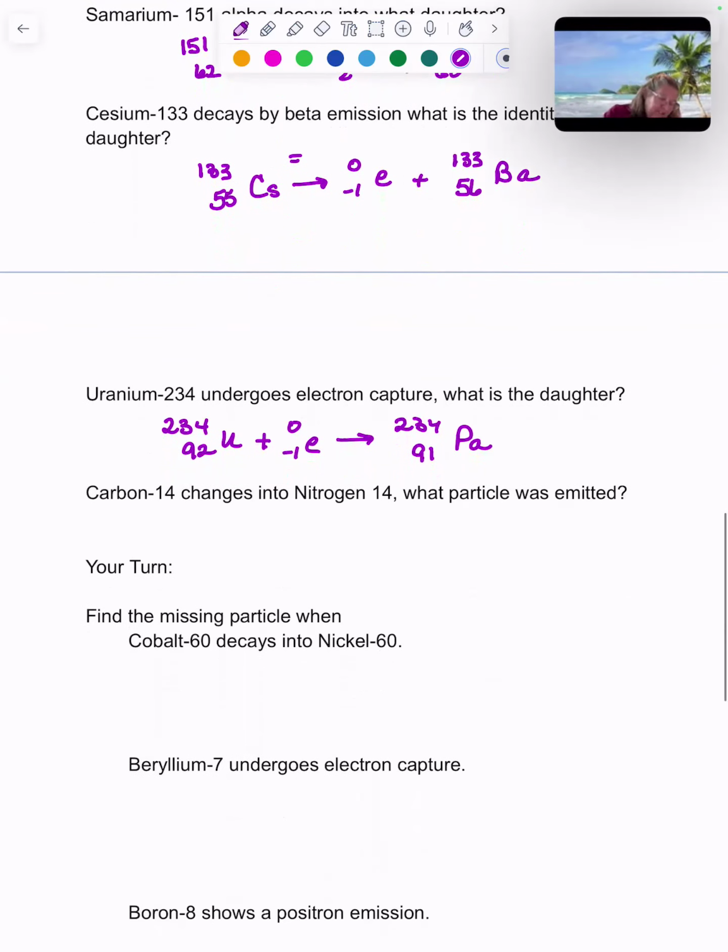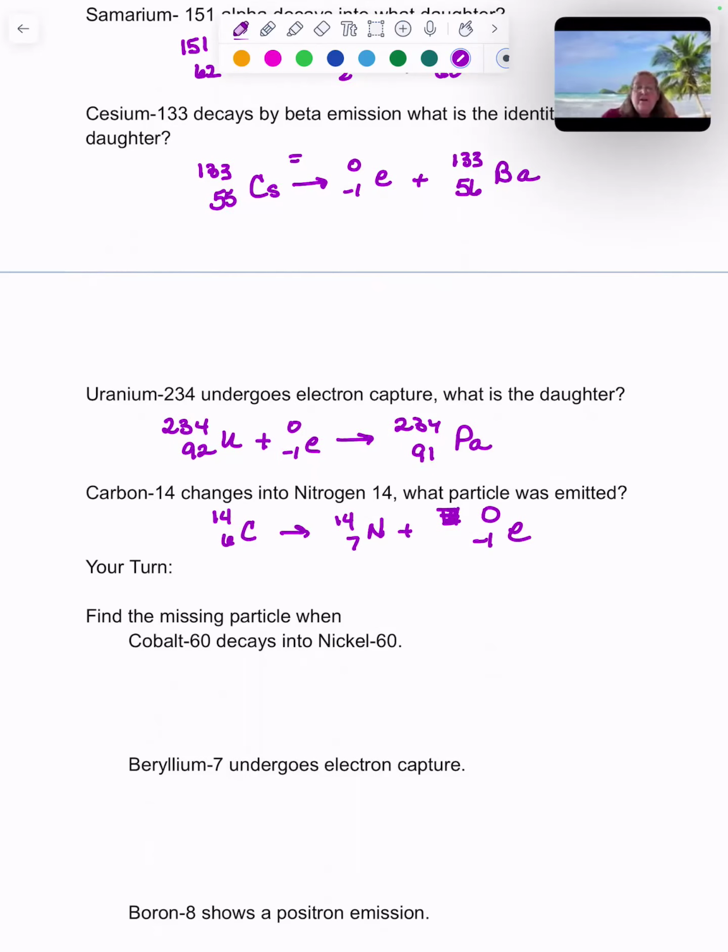Carbon 14 changes into nitrogen 14. And we need to figure out the particle. Well, the mass doesn't change, so that's a 14. But what do I add to 7 to get 6? Well, I've got to take away 1. Oops. So minus 1 E. Okay, had a little problem on that last one. I was writing things too fast.